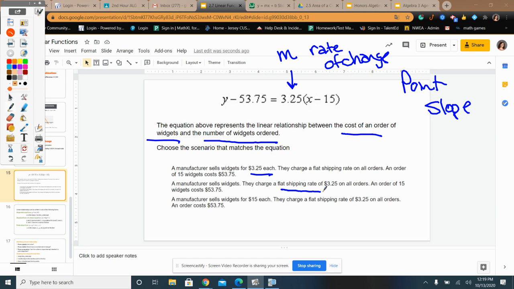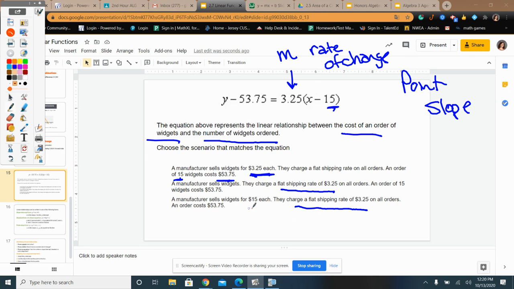Is it a flat shipping rate? No. And this one say a flat shipping rate. No, that's not what they're talking about here. The widget's rate of change is 3.25 each. They do charge a flat shipping rate on all orders, but they didn't tell us what it is the way it looks. But what they did tell us is that if it's 15 widgets, the cost would be $53.75.